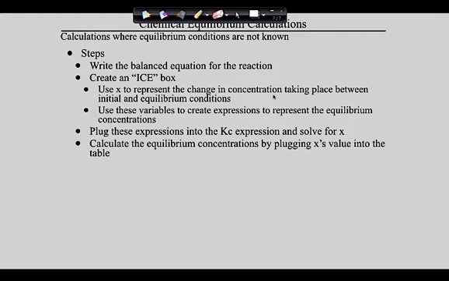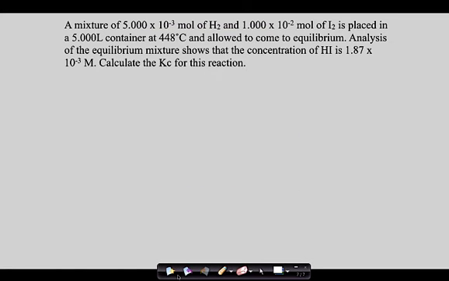Okay, you guys ready to do this? Here we go. 2 problems. That's all we got left today. Number 1 says this. So guys, the question is this. You have a mixture of 5 times 10 to the negative third moles of H2, and guys, don't try to write this down. We're just going to solve this together. You can look at the slides later if you need the question.